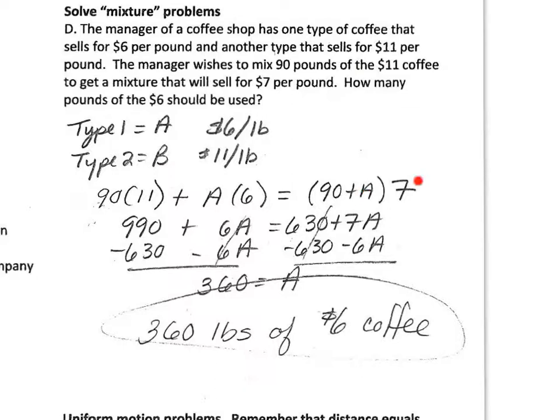Go ahead and simplify to get to the next step by distributing here, removing these parentheses. And then in one single step here, we're going to go ahead and move the variables to one side and the numbers to the other. And when you do that, you get 360 for A. Now it's asking you how many pounds of the $6 should be used. Well, the $6 is type A, so we found 360 pounds of the $6 coffee.